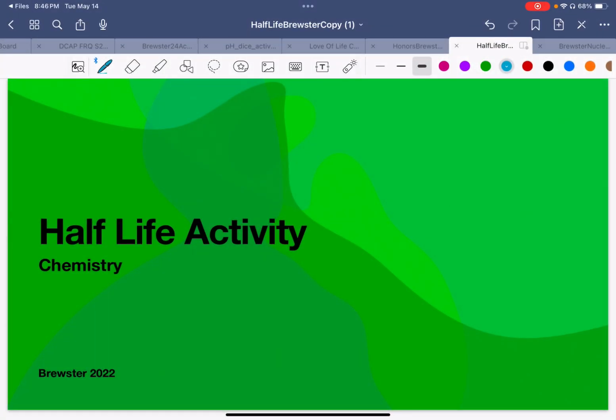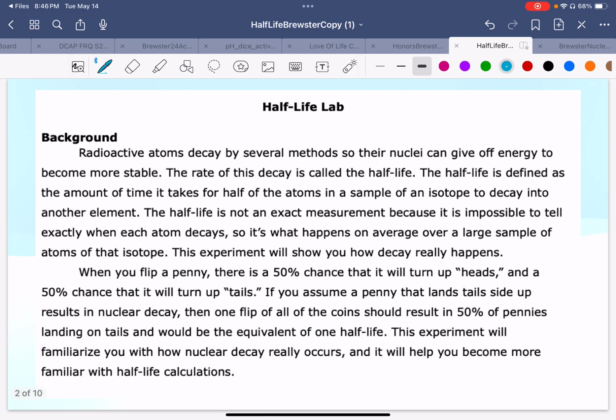Okay, this is going to go over the half-life activity, which we did in the fall. It's a review for it here in the spring. So you can read up on the background. The basic idea is that radioactive atoms are going to decay, and they decay until they get to a stable atom. They're going to give off what we call daughter isotopes.